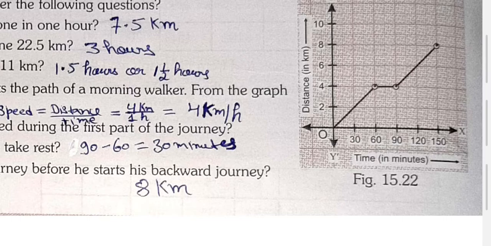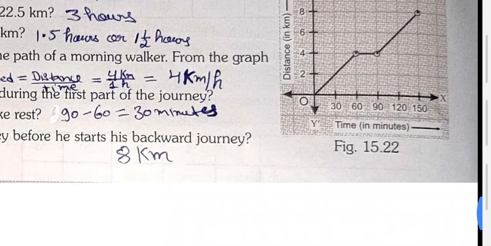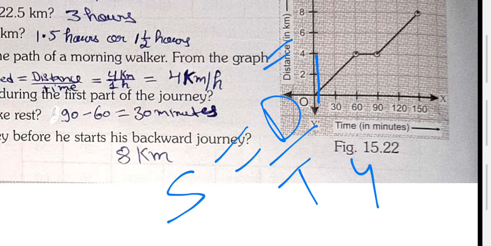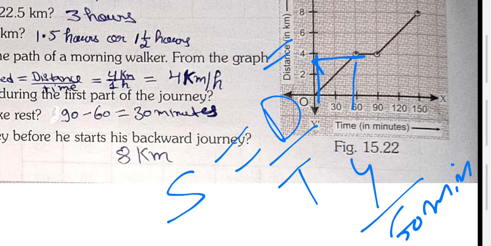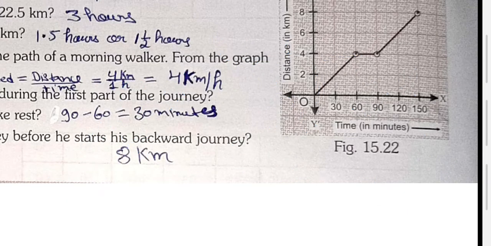They are asking about the average speed. What is the formula of speed? Speed is equal to distance upon time. Everyone knows. How much distance did it travel? 4 kilometers. And the time is 60 minutes, and 60 minutes means 1 hour. So what is the speed? Speed is equal to distance upon time. Distance is 4 and time is 1 hour, so the answer is 4 kilometers per hour.